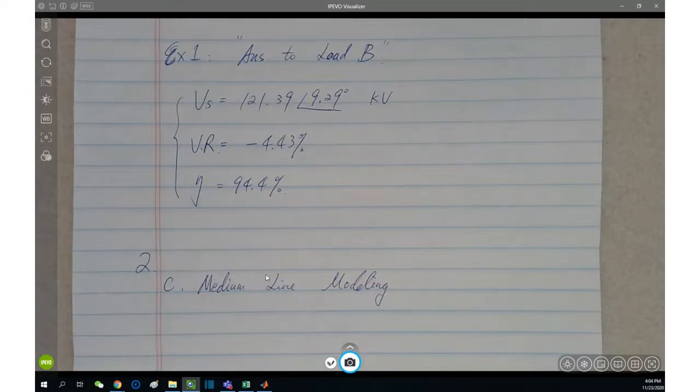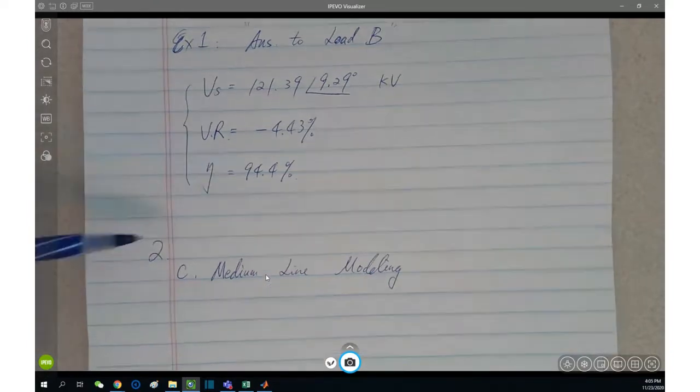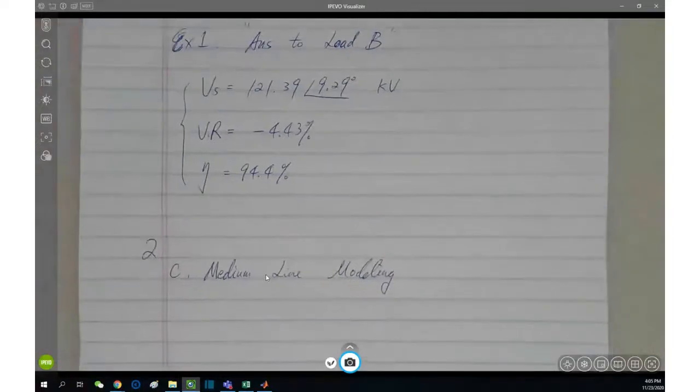By the way, can you see my screen here under the document camera? All right, thank you. So this is the answer. As your exercise, you can go ahead and try load B, and verify these answers. This is about the short line.